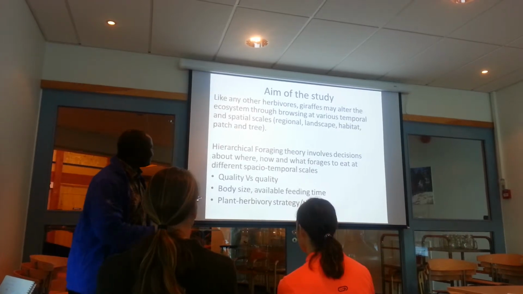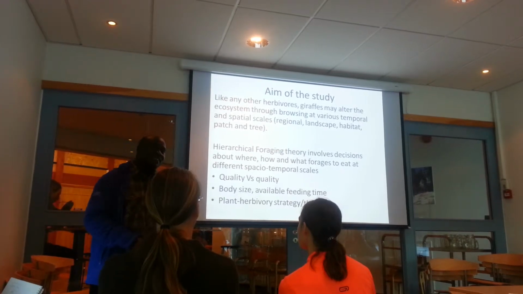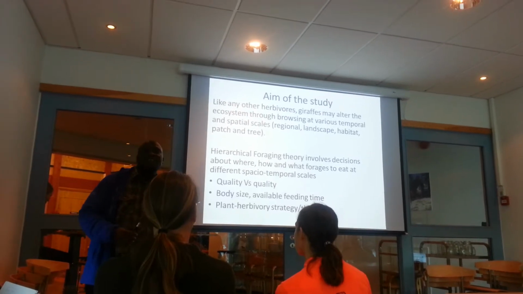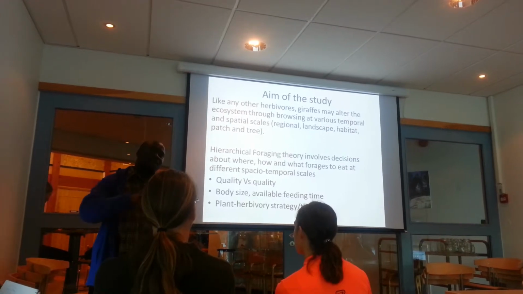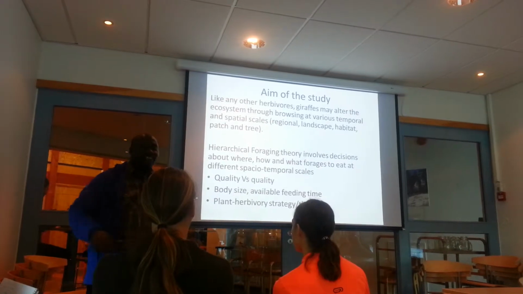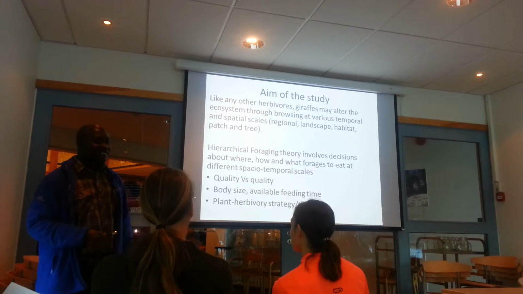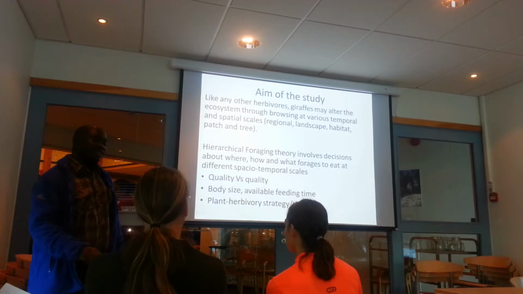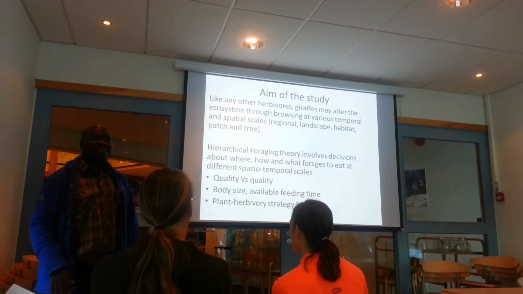The first is the hierarchical foraging theory, which is basically about making decisions. The assumption is that animals make decisions on what to eat, where, and how. Because the food resources are scattered, dispersed, not uniform, they are spread. And therefore the giraffe, or animals, have to make decisions. These decisions are based on scales from the smallest, the tree scale, up to the largest, say the regional scale. So it has to make such decisions.